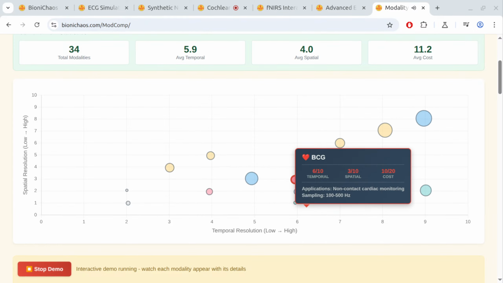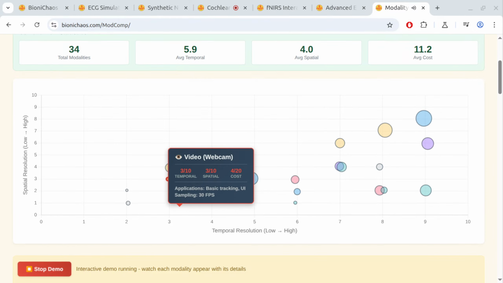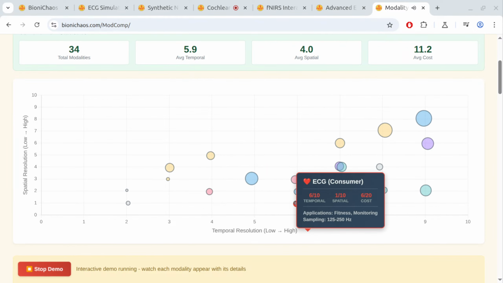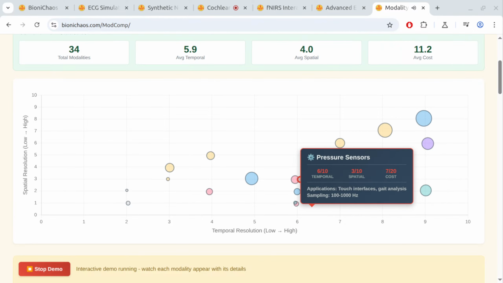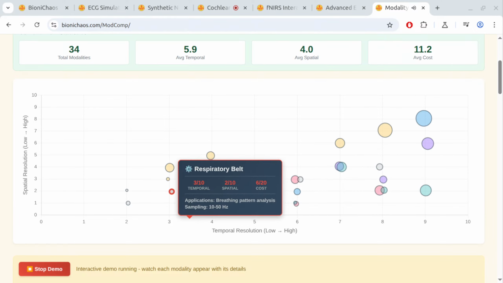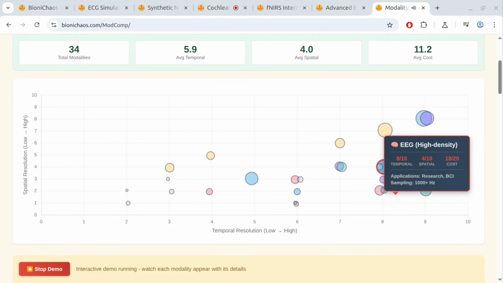Okay. And what about muscles? You mentioned mapping variations there. Right, there's intramuscular EMG, that's also a high 9 temporal, 8 spatial, and a hefty 17 for cost, used often in clinical diagnosis. Intramuscular, so right inside the muscle, not just on the surface. Exactly. It lets clinicians assess individual muscle fibers, individual motor units. Think diagnosing neuromuscular diseases where you need to detect very subtle problems. Sampling can go up to 10 kilohertz.